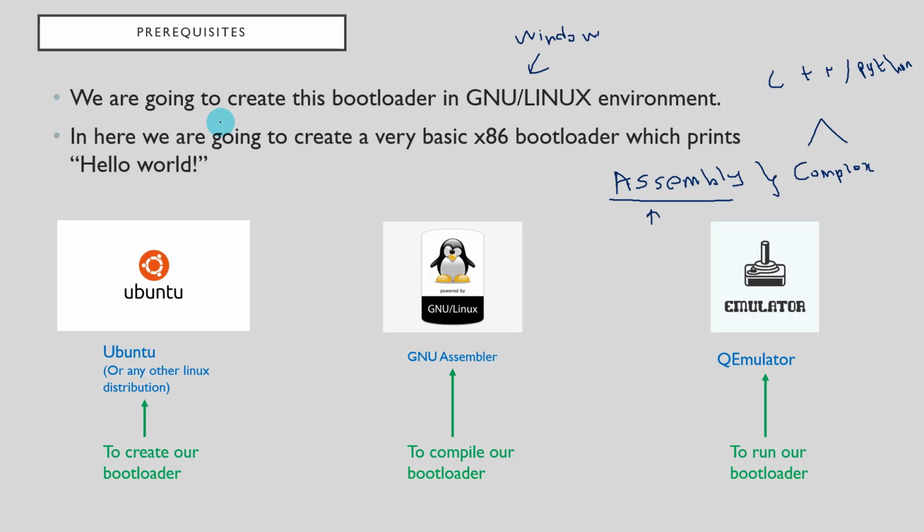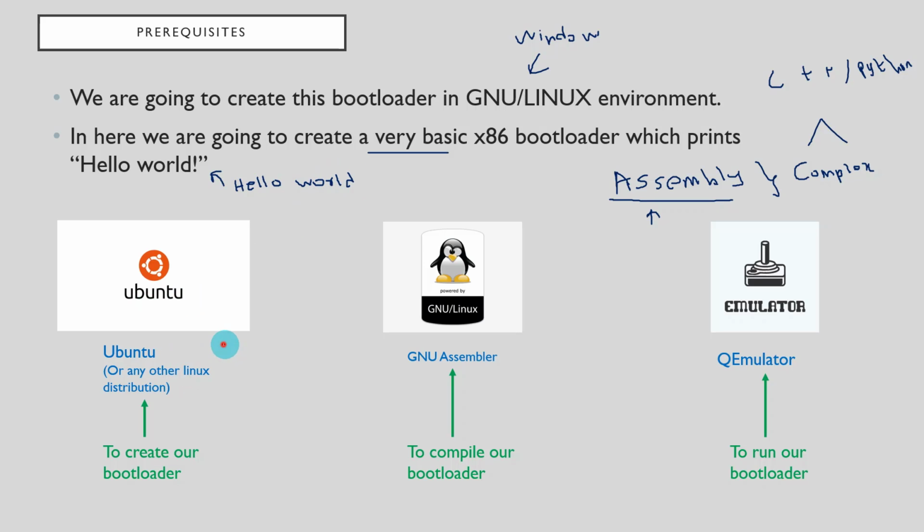Okay. So here, we are going to create a very basic x86 specific bootloader which prints hello world. An operating system is a very complex thing, but since we are going to focus on very basic stuff, we are just going to print hello world. It is very basic, but there are so many things we have to learn.